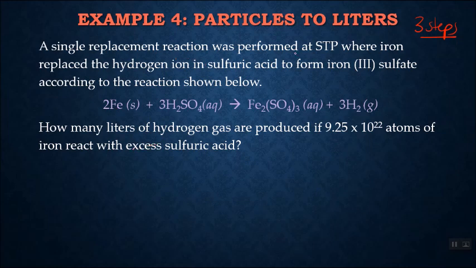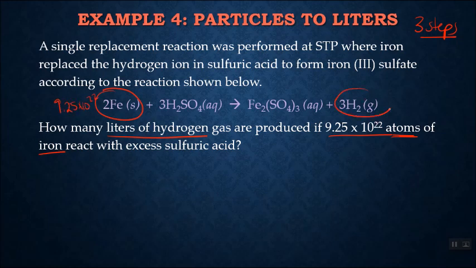Single replacement reaction was performed at STP, where iron replaced the hydrogen ion in sulfuric acid to form iron 3 sulfate, according to the reaction shown below. How many liters of hydrogen, okay, this is what I'm looking for, are produced if 9.25 times 10 to the 22nd atoms of iron react with excess of sulfuric acid? So here's my iron. This is my given information. That's important.